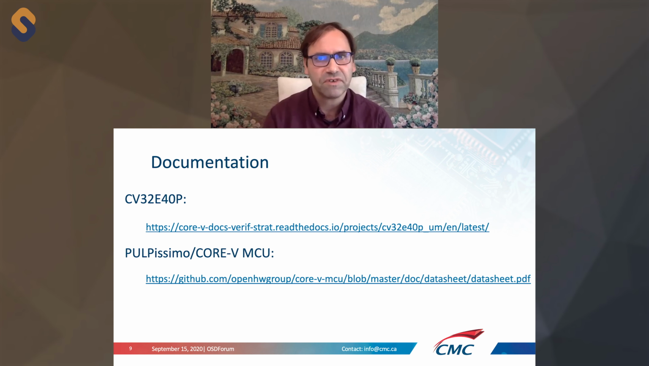In terms of documentation you may find useful for today or beyond today, the CV32E40P documentation is online in the repo there, and includes all the information for that core. And then, as I mentioned, the data sheet for the Core 5 MCU Pulpissimo platform is in the Core 5 MCU repo.